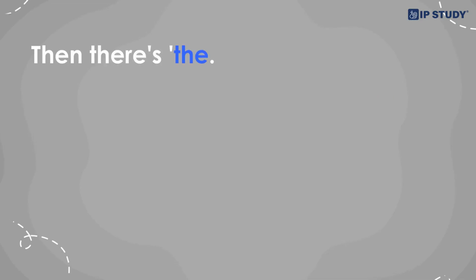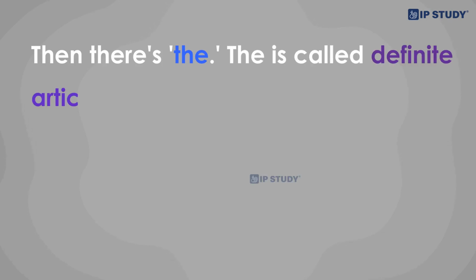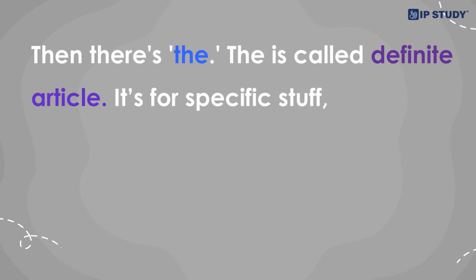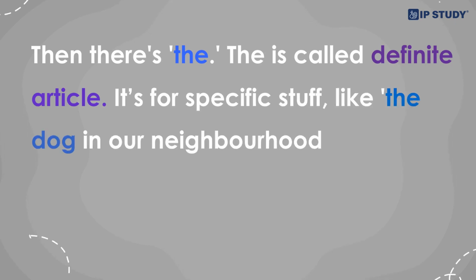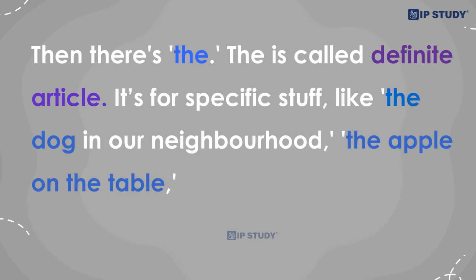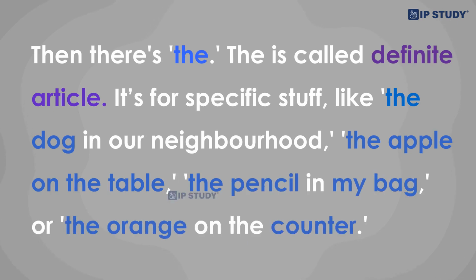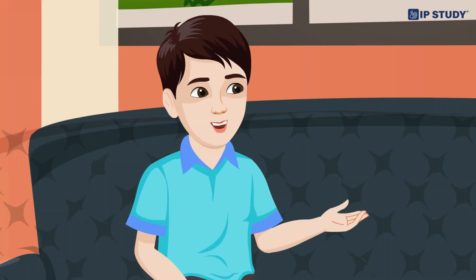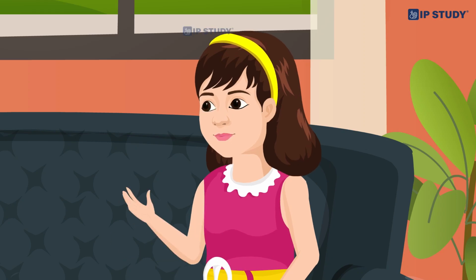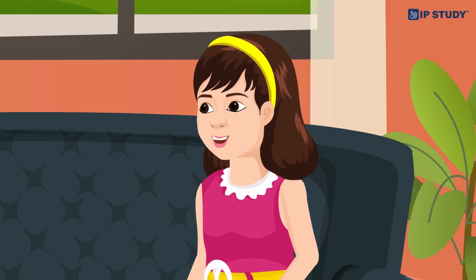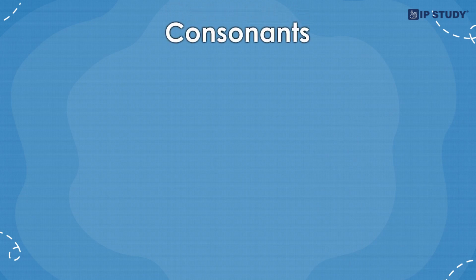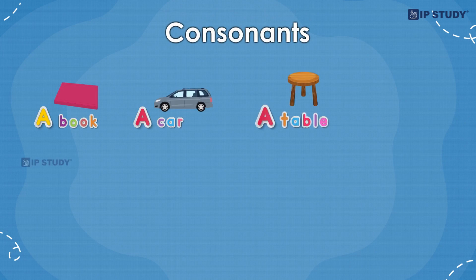Then there's the. The is called the definite article. It's for specific stuff like the dog in our neighborhood, the apple on the table, the pencil in my bag, or the orange on the counter. Specific things. Gotcha. Exactly.